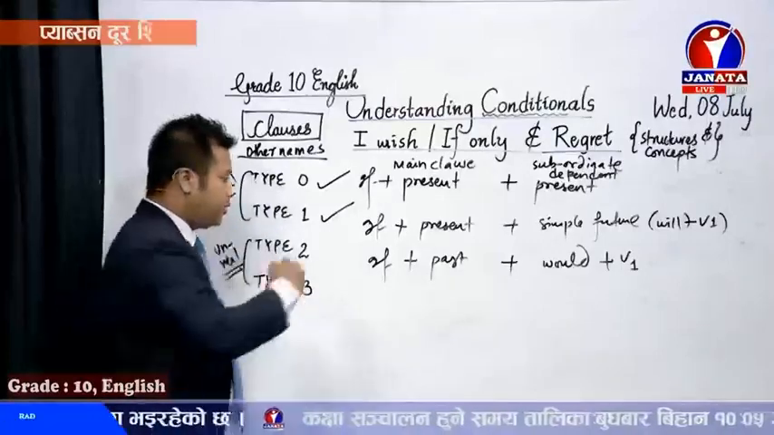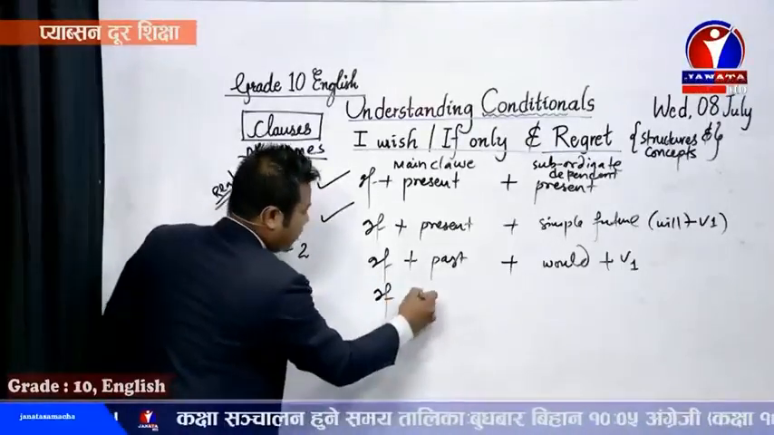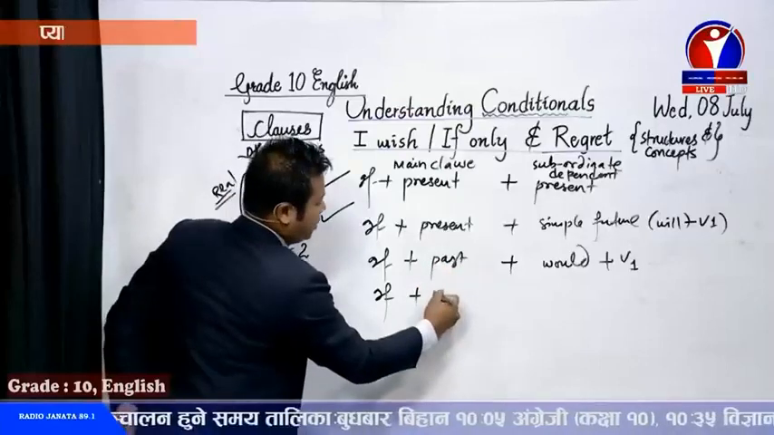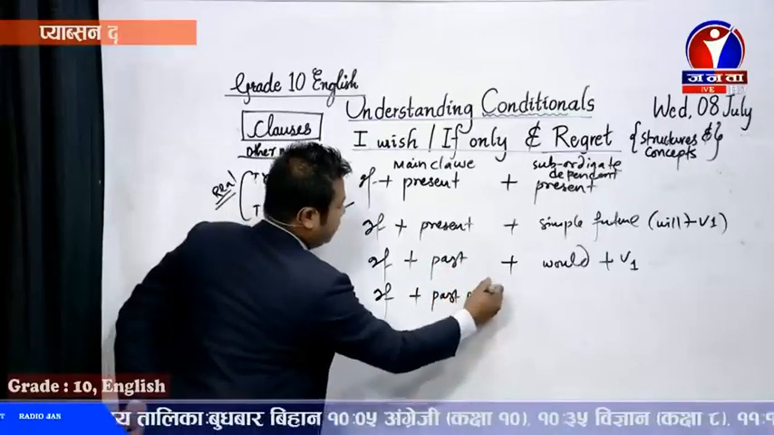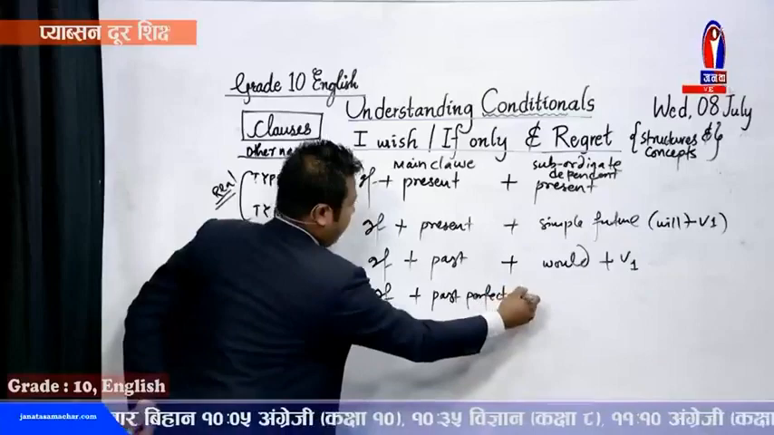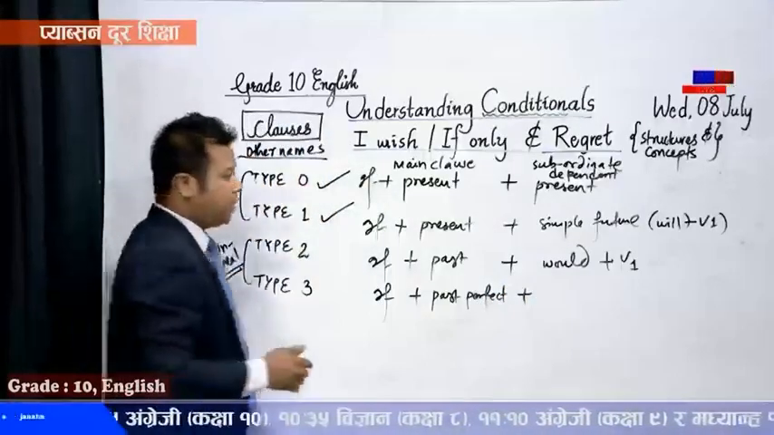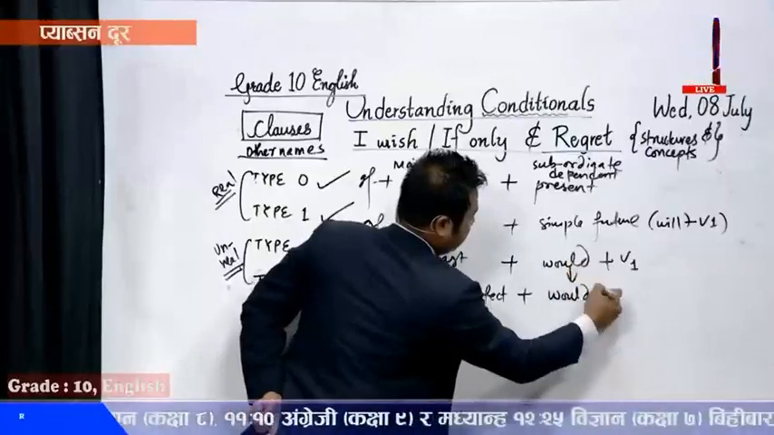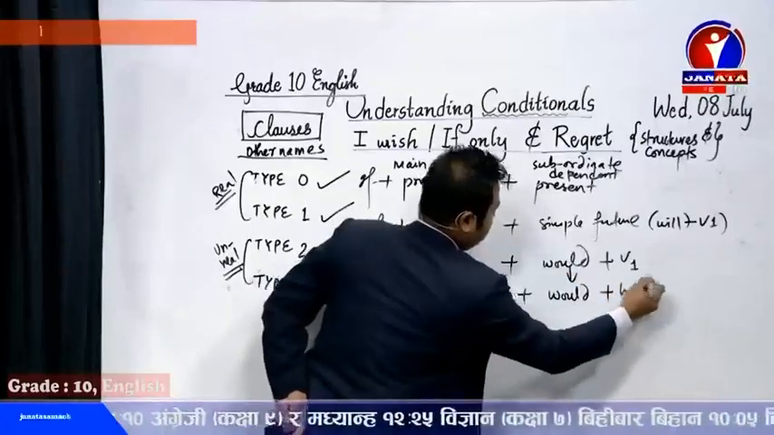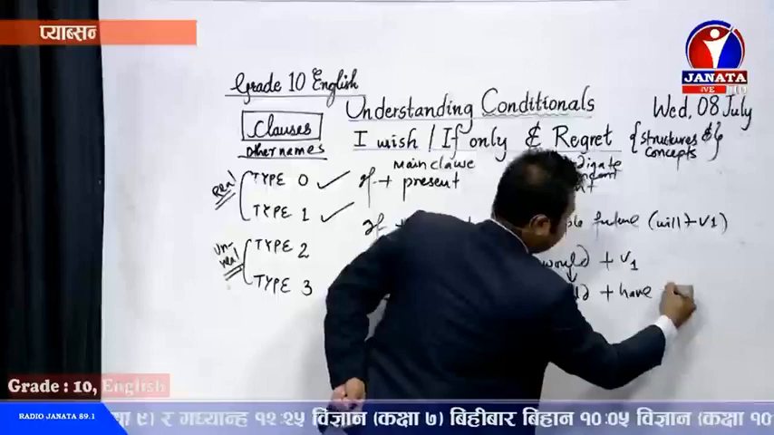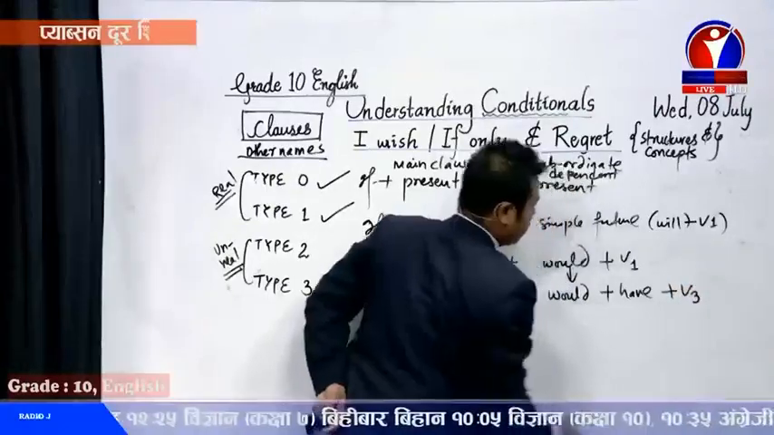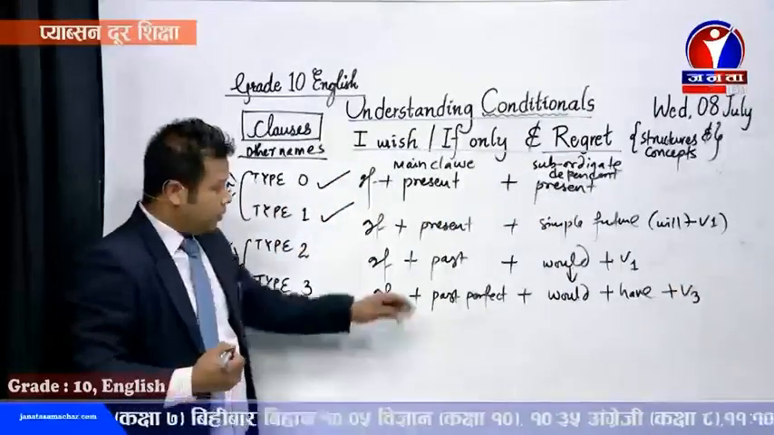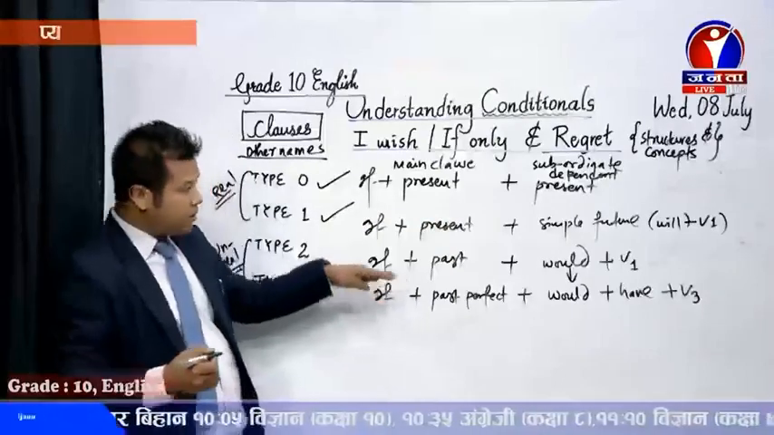Now, once you move into the last conditional we have, you've got if. Now, this past changes into past perfect. And then with that, there is a little modification in the tense structure. You will have the same verb, would, but you will introduce a new verb, and that is have, and then the last verb is verb 3 structure. So, you have the tense variation to study here.